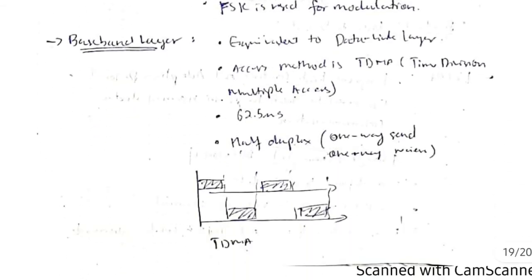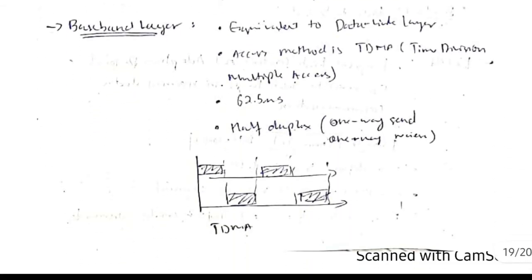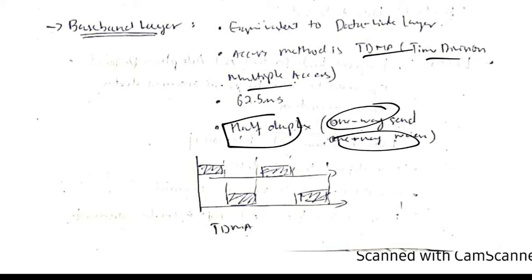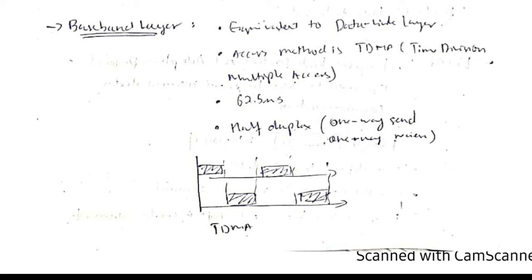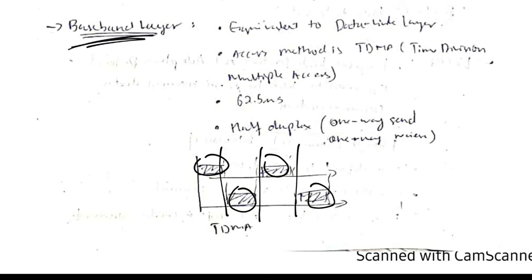And coming to the baseband layer, it uses TDMA, which is time division multiple access. It is half duplex, so only one way to send and one way to receive. And it's equivalent to the next layer, which is the data link layer. See here, we'll be dividing the time into multiple slots. In one slot, I will be sending this data, then the alternate data, then this one, then this one. This is done using the baseband layer.